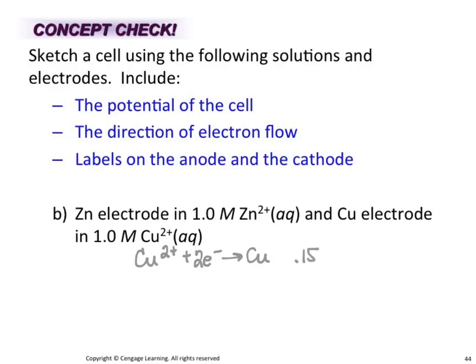And then we had zinc, and that was Zn, and we have Zn 2 plus plus 2 E minus. And on our chart, it was 0.76, but we flipped it, so it was positive 0.76. And are those the right numbers? I think they are.